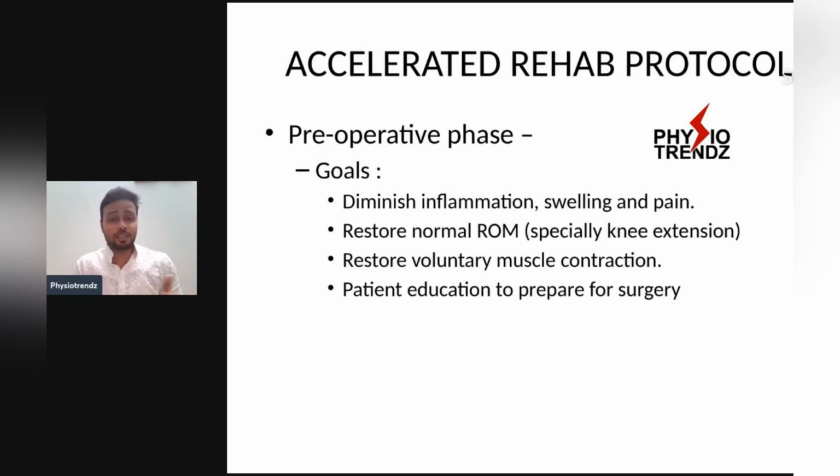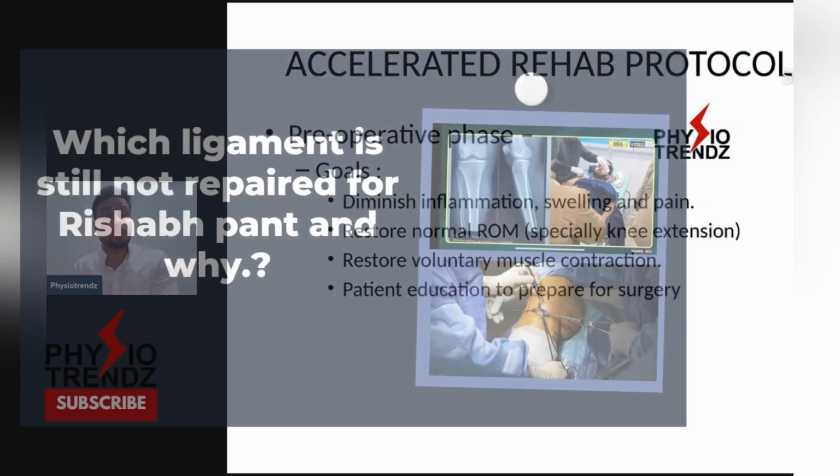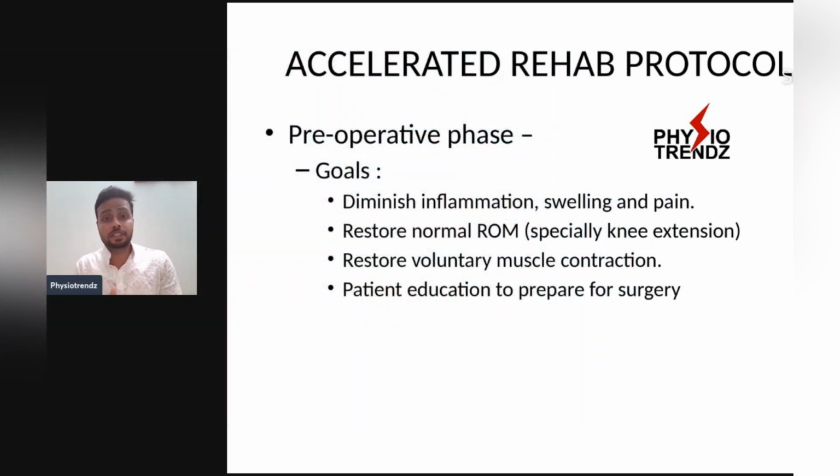So as you can see on the screen, today I'm going to discuss the accelerated rehab protocol especially for ACL reconstruction. In the last few videos I was talking about how Rishabh Pant got injured and how he has undergone two ligaments injury reconstruction and how he's going to wait for the ACL reconstruction and what he is going to do after ACL reconstruction from the physiotherapy point of view, that we are going to discuss in today's class because this is an accelerated rehab protocol specially given to the athletic population.